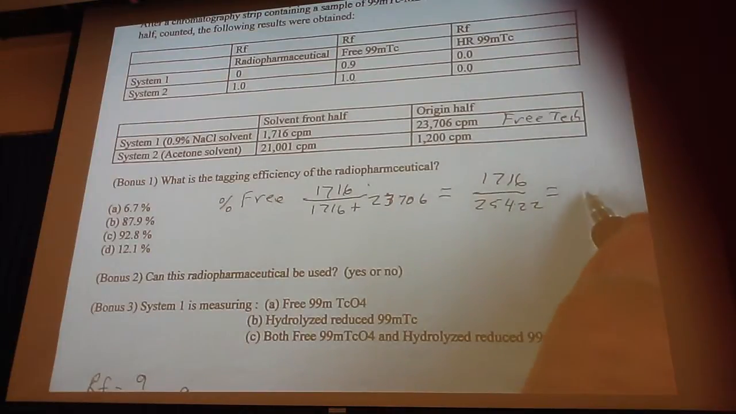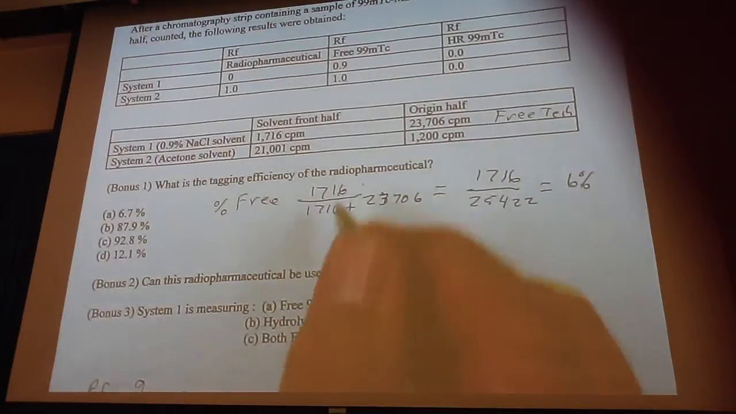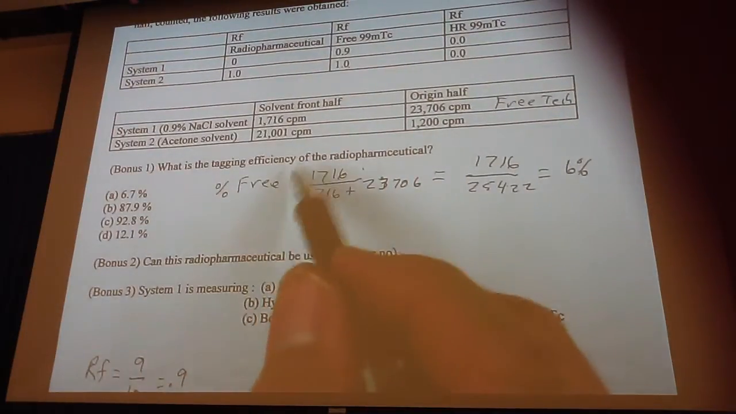So 6%? 0.06, did you multiply it times 100? Yeah, 6%. Okay, and then we do the same thing with the one down below here, okay?